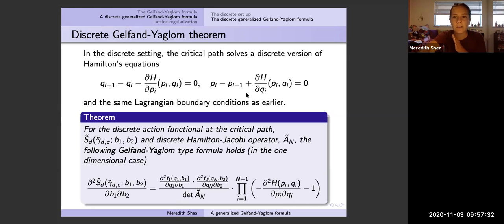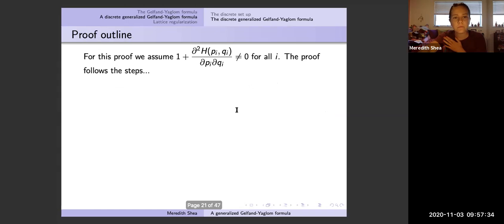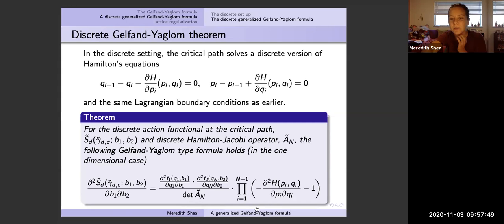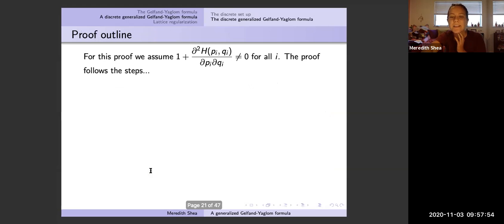Okay, so I wanted to give an idea of how to prove this. So for this proof, we do have to assume one important thing, which is 1 plus the mixed derivatives of h are not equal to 0. And we can kind of see where they show up. If they were equal to 0, this product term would just kill everything. So it is a weird case. I don't really know if there's like physical significance to this, but it was the one assumption I couldn't really get around. And then the proof, we have the following steps.